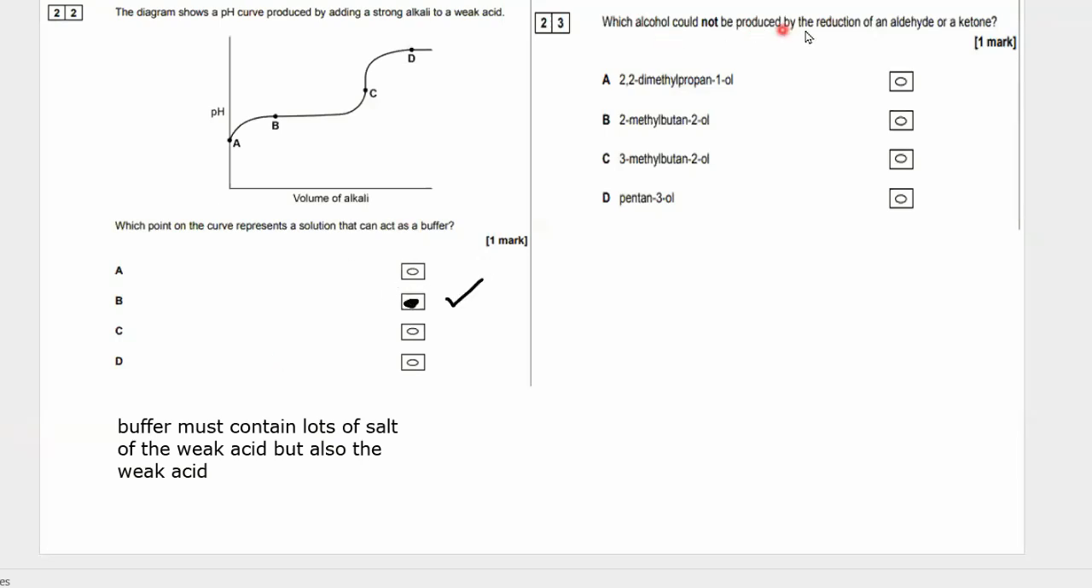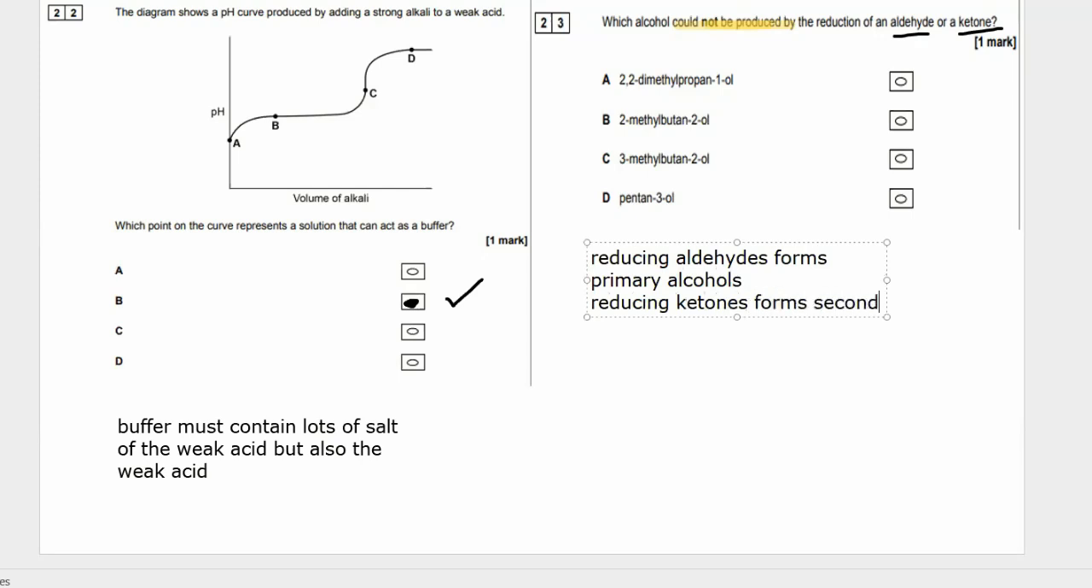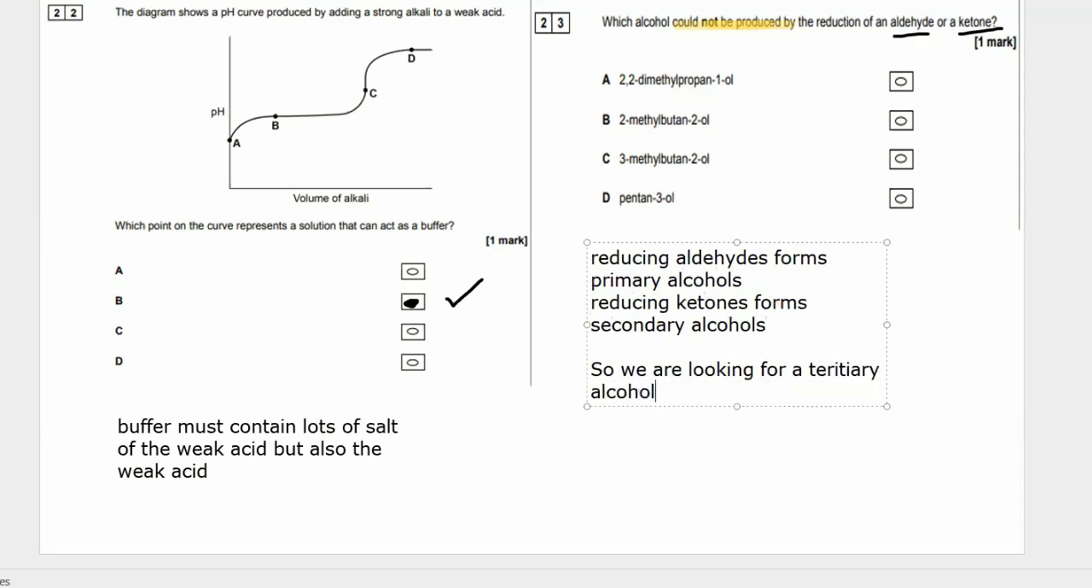Which alcohol could not be produced by the reduction of an aldehyde or a ketone? So you've got to remember that if you reduce an aldehyde, you make a primary alcohol. If you reduce a ketone, you make a secondary alcohol. You cannot reduce one of these to make a tertiary alcohol. So essentially, if there is a tertiary alcohol lurking in answers A, B, C and D, then that cannot be made by reducing an aldehyde or ketone.